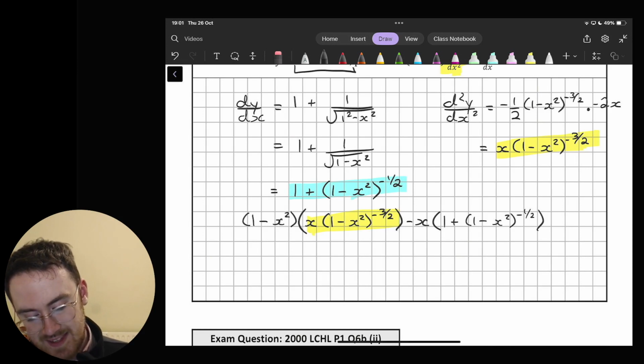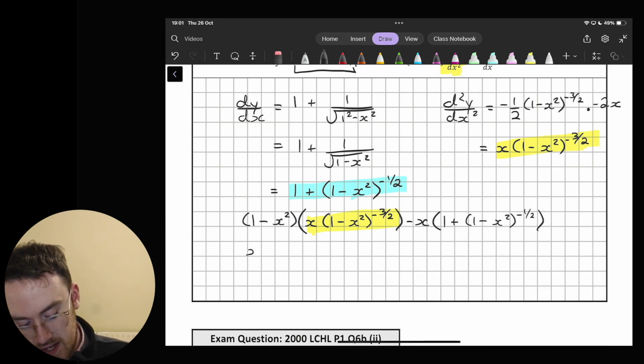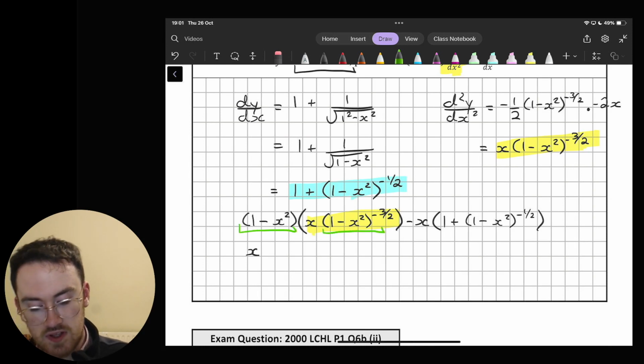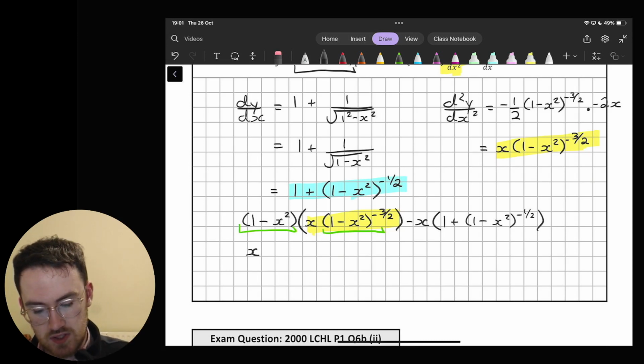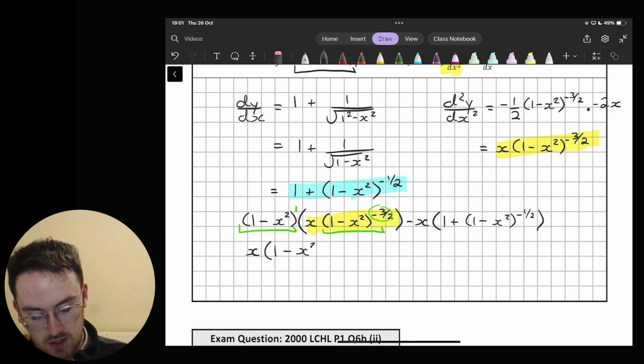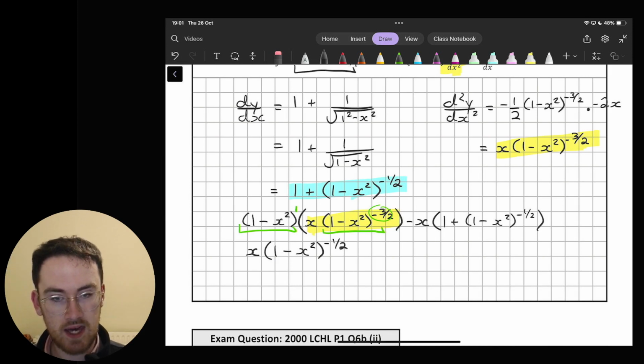So multiplying this out, if I focus on the left-hand side first, I'm going to have x. I have two expressions here, these two parts, that are both the same base. So they're 1 minus x squared to different powers. The one on the left here is to the power of 1. This one is to the power of minus 3 over 2. So adding those together just gives me 1 minus x squared to the power of minus a half again. So I'm adding 1 to the power there.